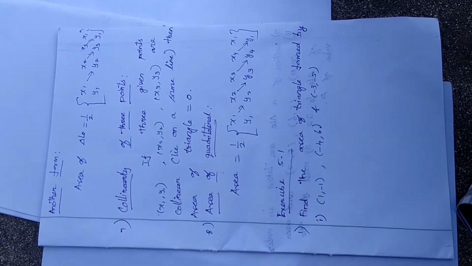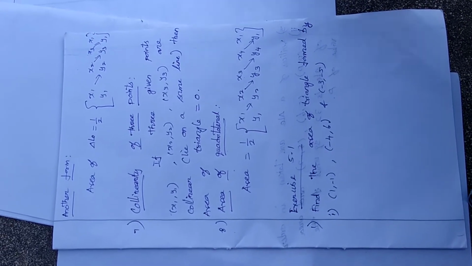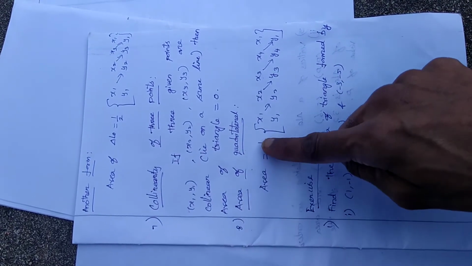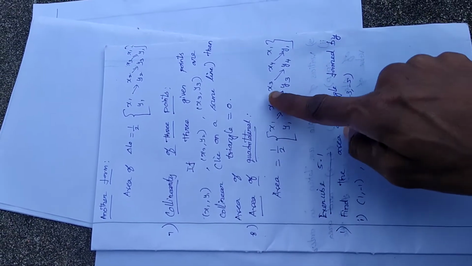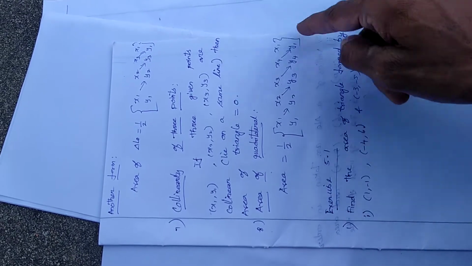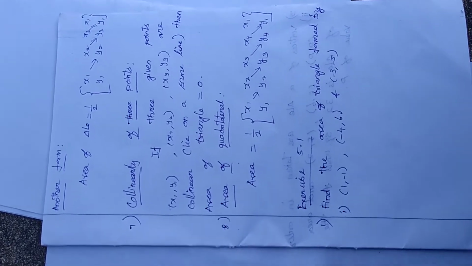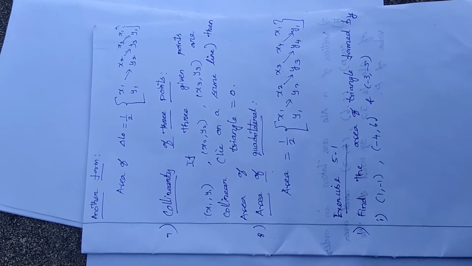Next, as studied in triangle, area of quadrilateral will be half of x1 y1, x2 y2, x3 y3, x4 y4 and x1 y1. Here we will have 4 coordinates for area of quadrilateral and we have to choose them. First we have to draw the rough graph.